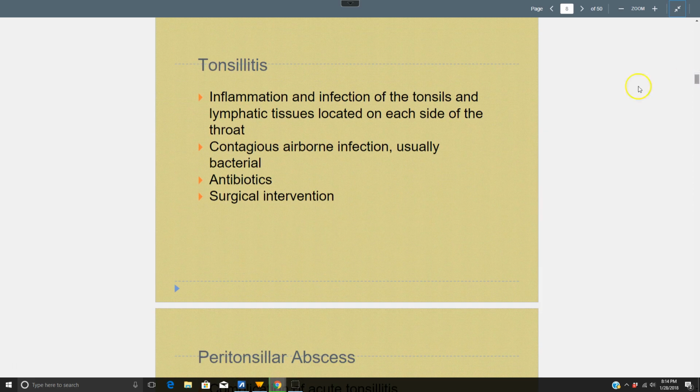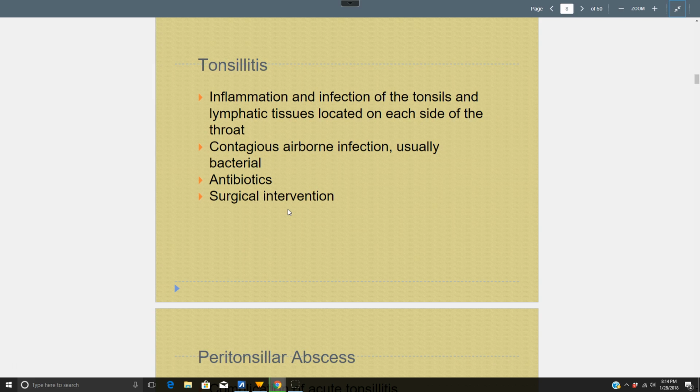Along with pharyngitis is tonsillitis, which is an inflammation or infection of the tonsils and lymphatic tissues. It's a contagious airborne infection, usually bacteria. What we like to treat this with is obviously antibiotics and sometimes surgical intervention.